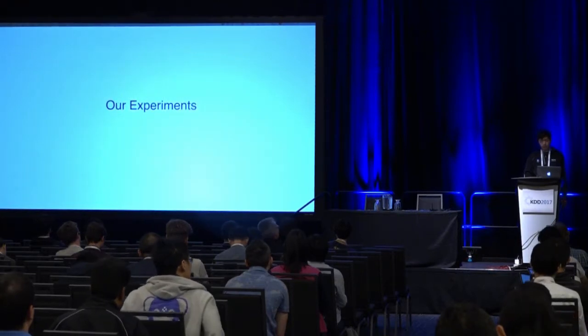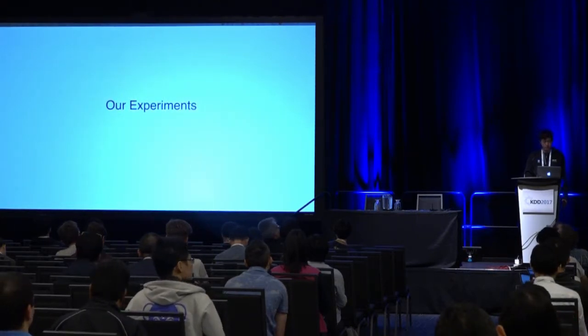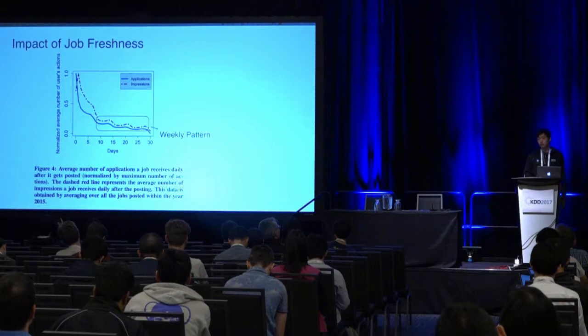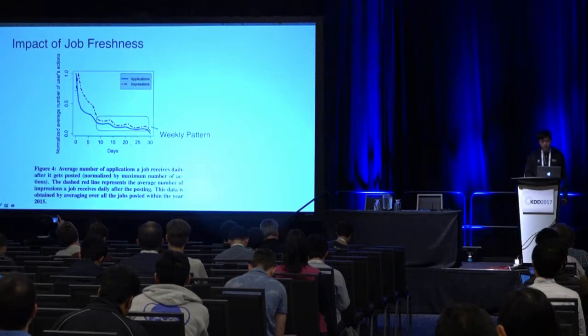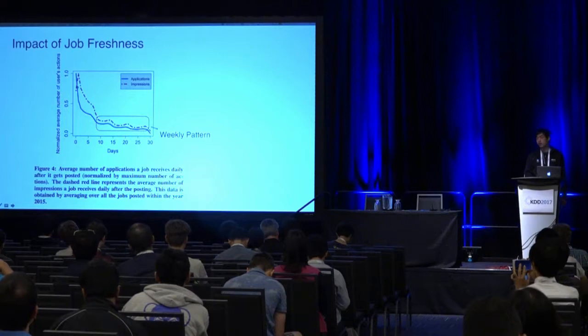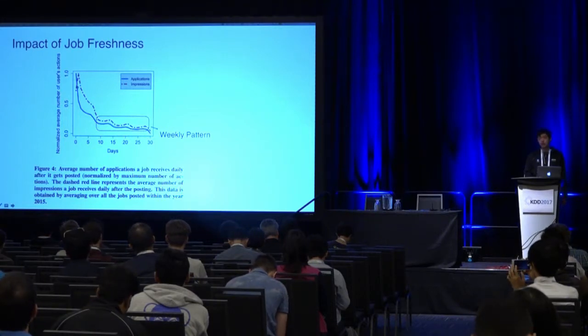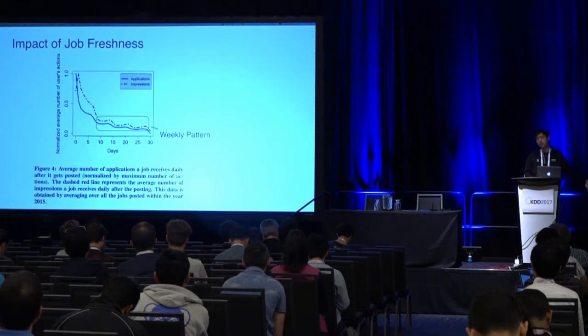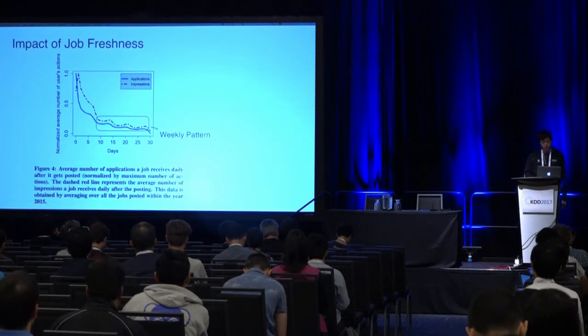So what about our experimental results? I'm going to quickly go over it. First of all, I want to show you some insights about why certain features in your model are very useful. Here we show, across the total number of days from the job getting posted to the job expiring, the number of applications and impressions we receive every day. What you can observe here is interesting. There's a strong job freshness pattern, meaning that the system favors showing fresh jobs over non-fresh jobs.